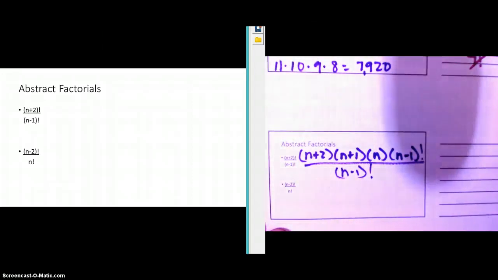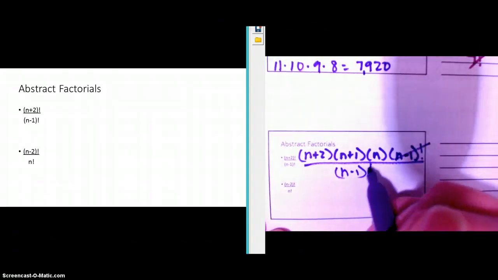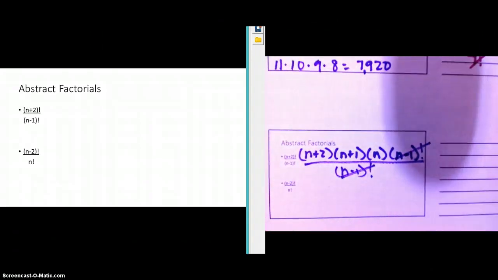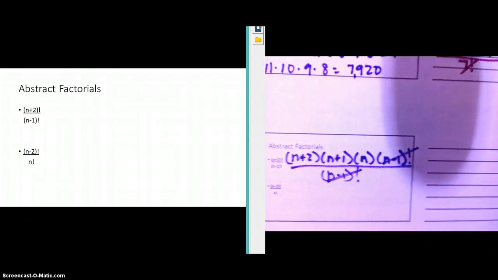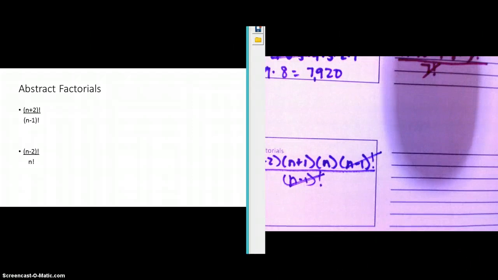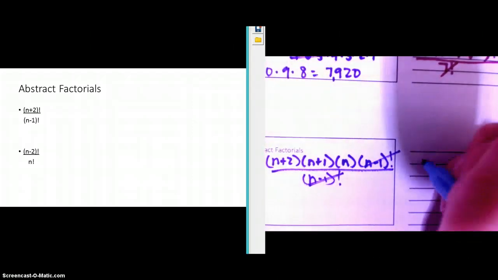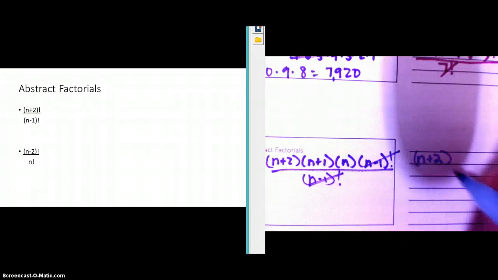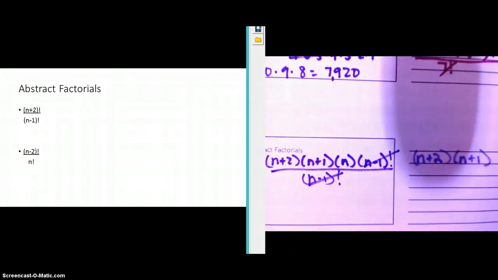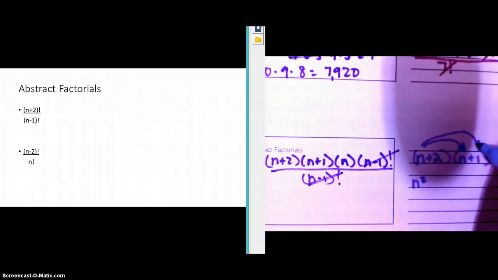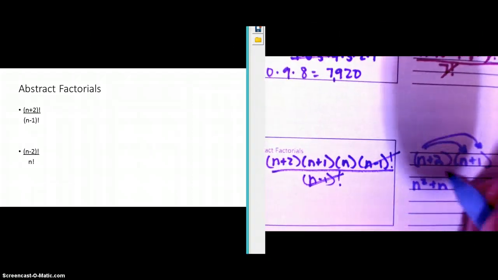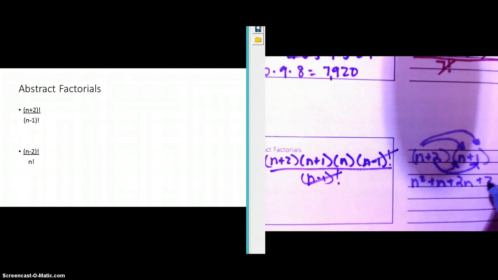Because n minus 1 is going to keep going down all the way to 1, and so is n minus 1 down here. So we're able to cancel these. And then when we multiply them out, we have n plus 2. I'll do the first two first. Do our n's, we get n squared. And in the 1, you get plus n, not 1n. 2 times n is 2n, and 2 times 1 is 2.